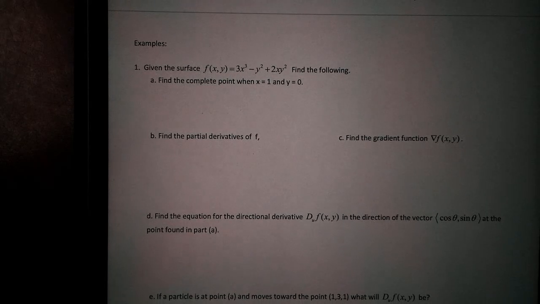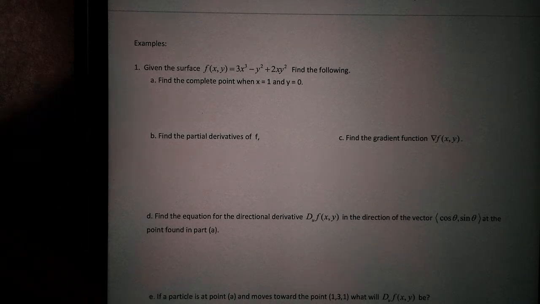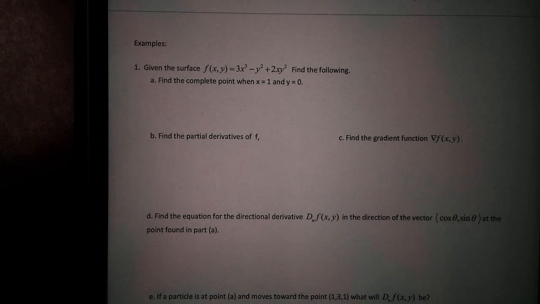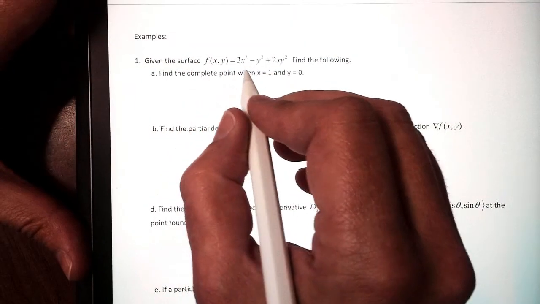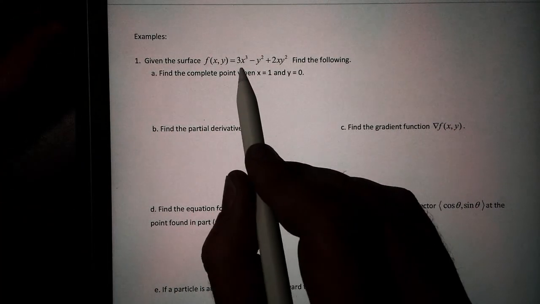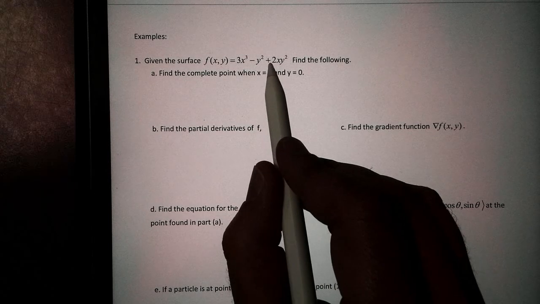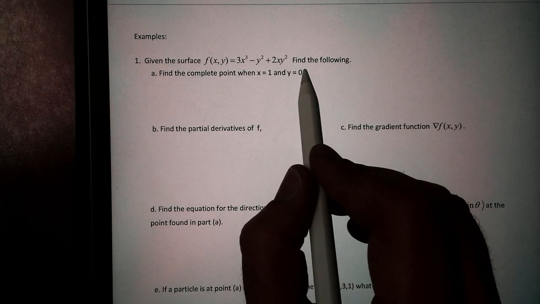We're continuing our discussion on the gradient and how we can use it to help us solve for maximum increase, minimum increase, and things like that. So let's take a look at the given surface. We have this function here, 3x cubed minus y squared plus 2xy squared. We want to find the following.